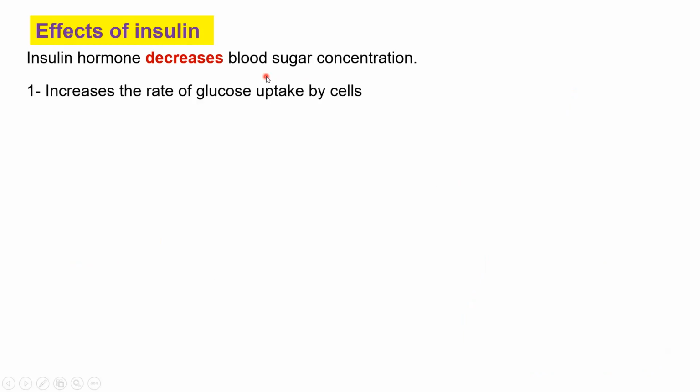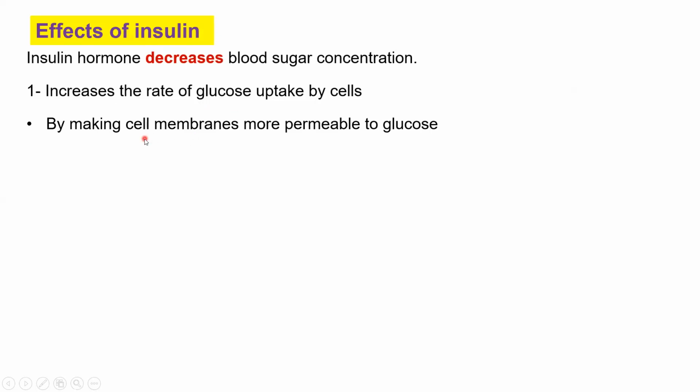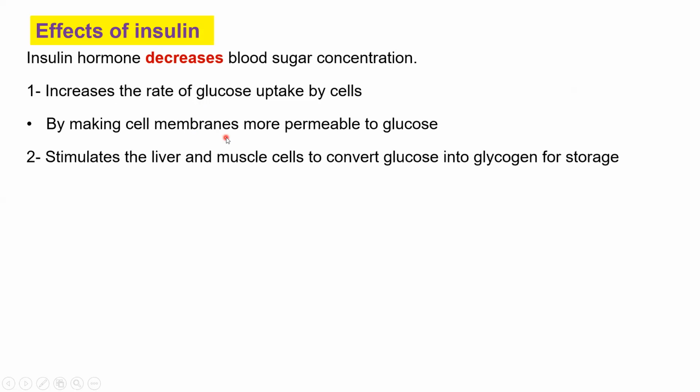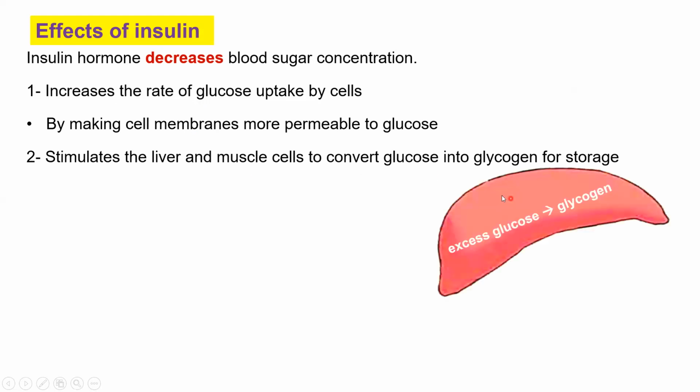So let's have a look at the effects of insulin. Insulin is responsible for decreasing the blood glucose level. And what is the mechanism of action of insulin? Basically, it is going to increase the rate of uptake of glucose by the cells. The cell permeability for glucose is increased. It will stimulate the liver and muscle cells to convert glucose into glycogen. Muscles and liver are responsible for storing glycogen, where the extra glucose is converted into glycogen in the presence of insulin.